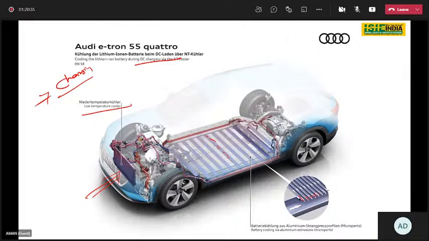Here there is a coolant tank, and at this point some coolant will be there. As the batteries keep on charging, you can see that due to the flow of ions, there is a rise in temperature.